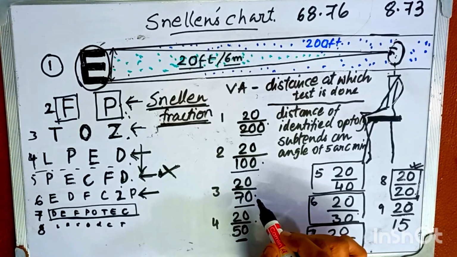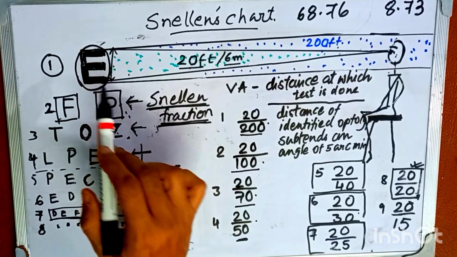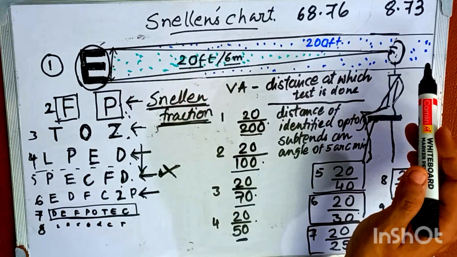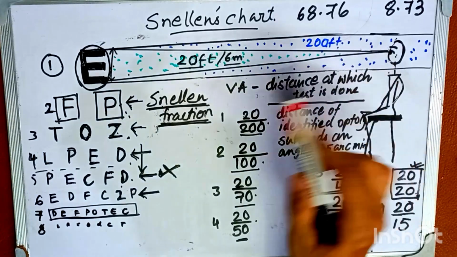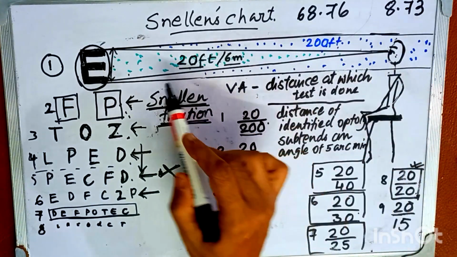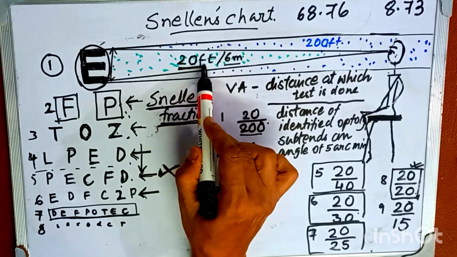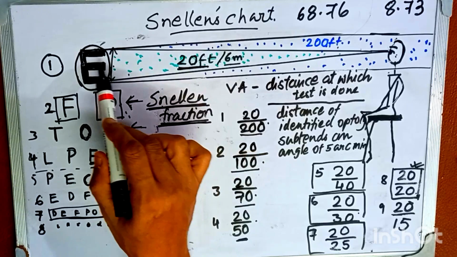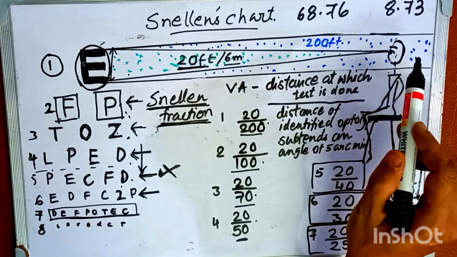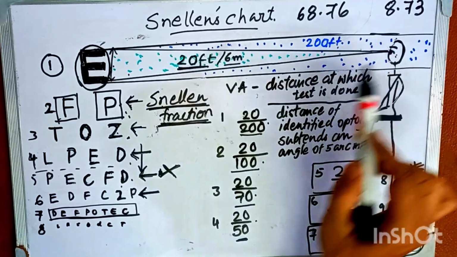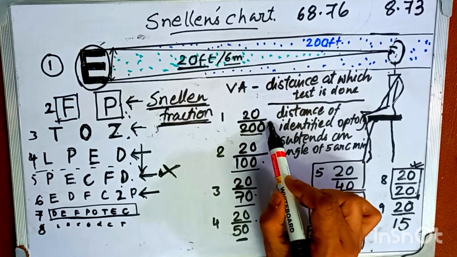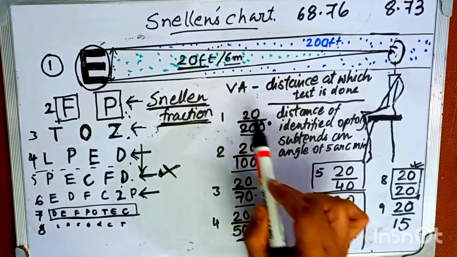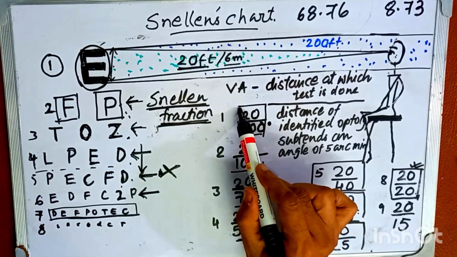But you are not reading this E at 200 feet away. A normal eye can read it at 200 feet away, but you are sitting at around 6 meters distance, and 6 meters is equal to 20 feet. So you are just 20 feet apart from this line. If you can't read a 200 feet optotype, a letter which a normal eye can see at 200 feet, then your visual acuity is 20 by 200.